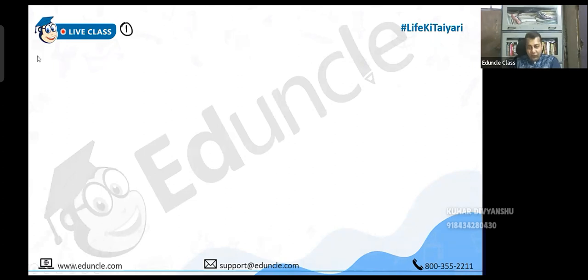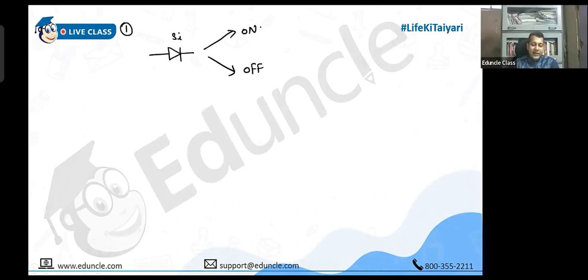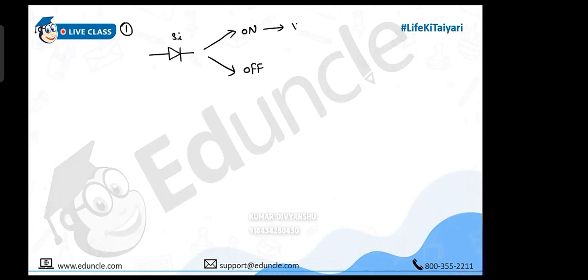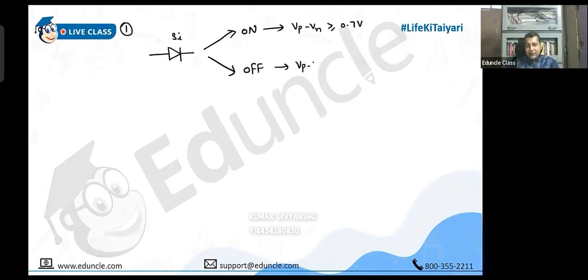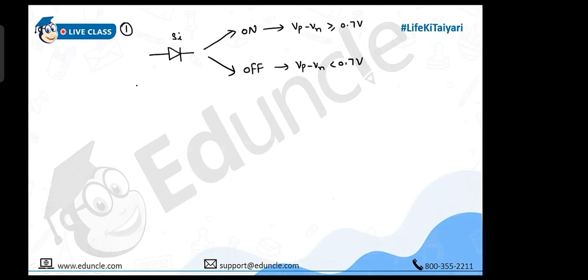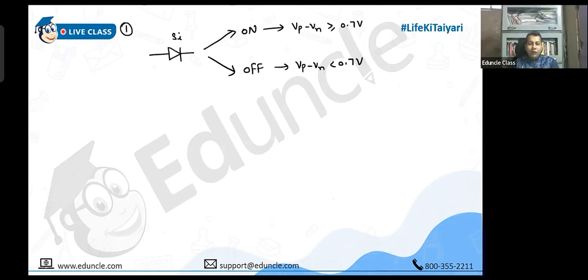So, first of all, how to solve a simple diode question. Suppose this is a silicon diode. Then what to do? First of all, we have to check whether it is on or off. And when can we decide this? VP minus VN greater than 0.7. If it is less than that, then consider it to be off. Off means not forward biased, the diode is not conducting at all. It includes reverse bias and this condition also.